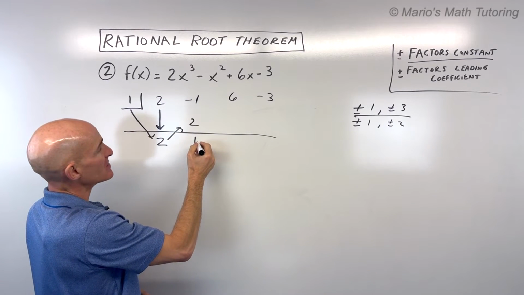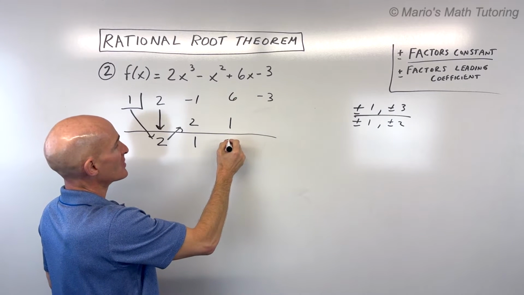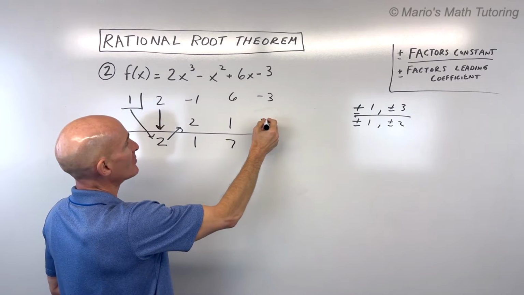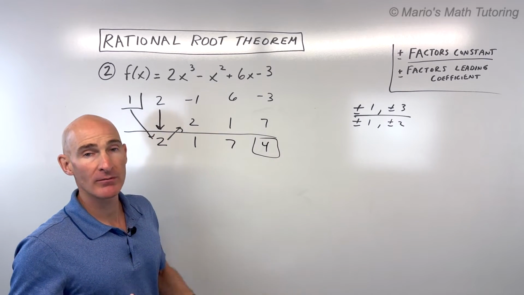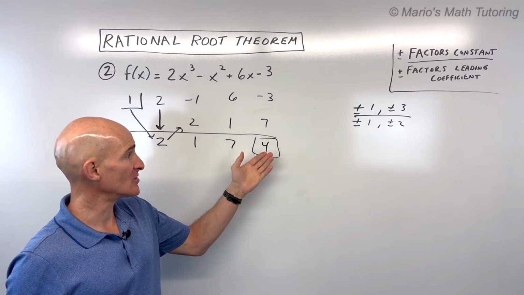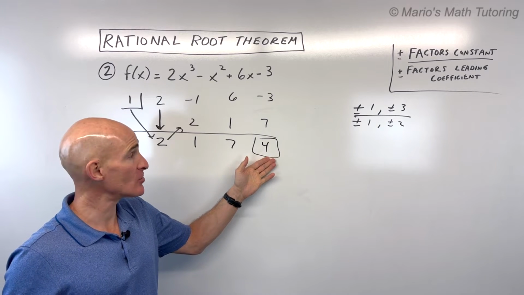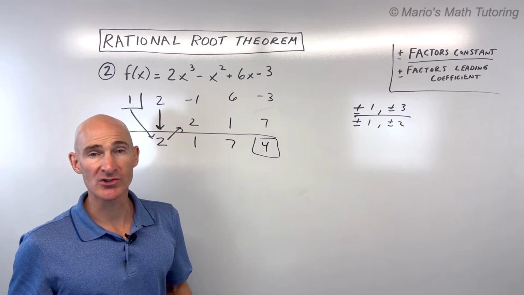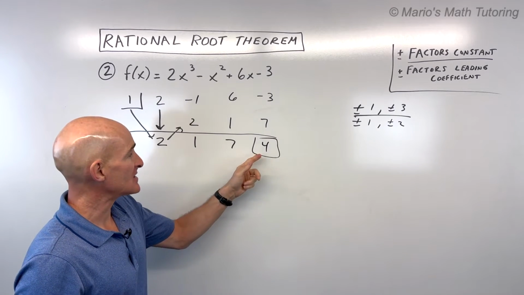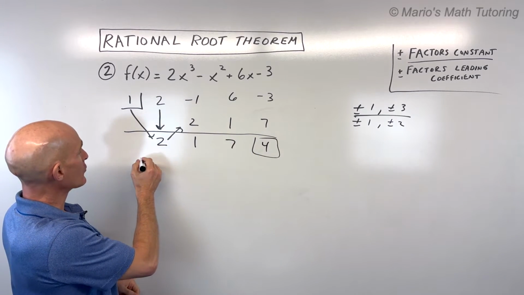1 times 1 is 1. Add straight down, that's 7. Multiply on the diagonal, add straight down. So basically, you're always dropping down that first number, multiply on the diagonal, add straight down until you get to this last number. If it's 0, that tells you that that number is a 0 or an x-intercept, a root, or a solution, right? But in this case, it didn't work out. So let's go ahead and try another one.